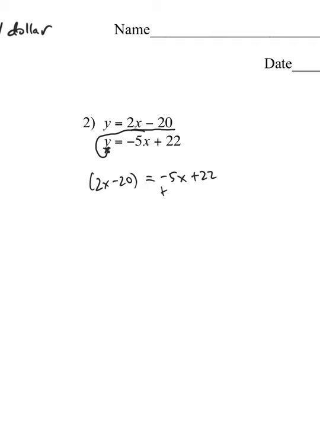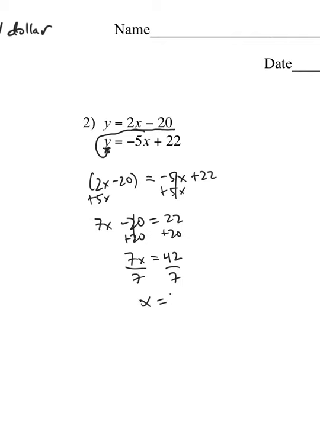So at this point, guys, we're adding 5x to both sides. So that's 2 plus 5, that's 7x minus 20 equals 22. Add 20 to both sides. 7x equals 22 plus 20, that's 42. Divide by 7, and we get x equals 6.